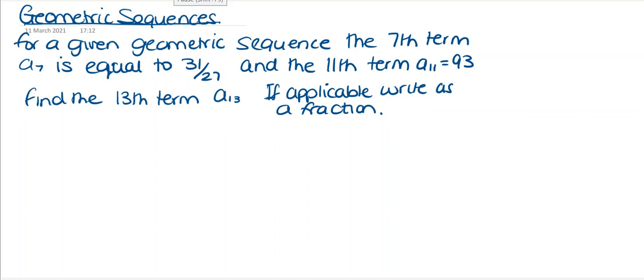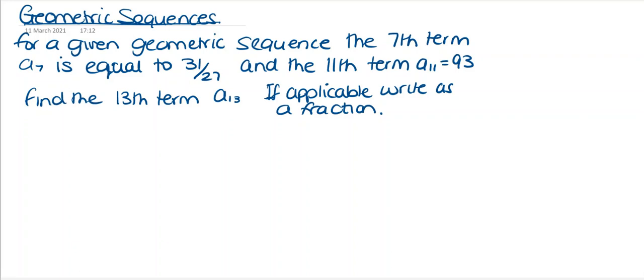Okay, geometric sequences question. For a given geometric sequence, the seventh term, A7, is equal to 31 over 27, and the 11th term, A11, is 93. Find the 13th term, which is A13, and if applicable, write as a fraction.